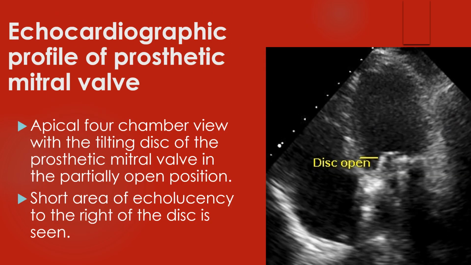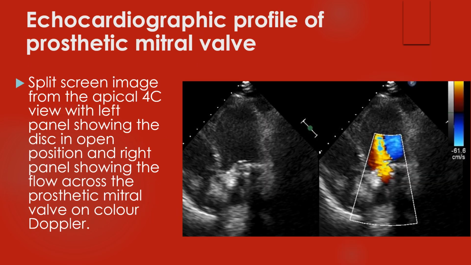Apical four-chamber image with the tilting disc of the prosthetic mitral valve in a partially open position. Short area of echolucency to the right side of the disc is seen. Split screen image from the apical four-chamber view with left panel showing the disc in open position and right panel showing the flow across the prosthetic mitral valve on color Doppler.